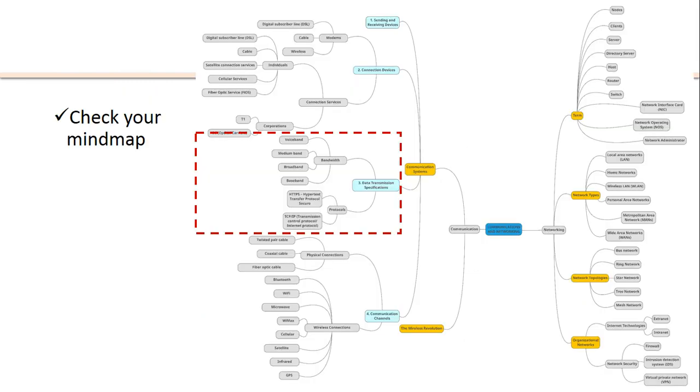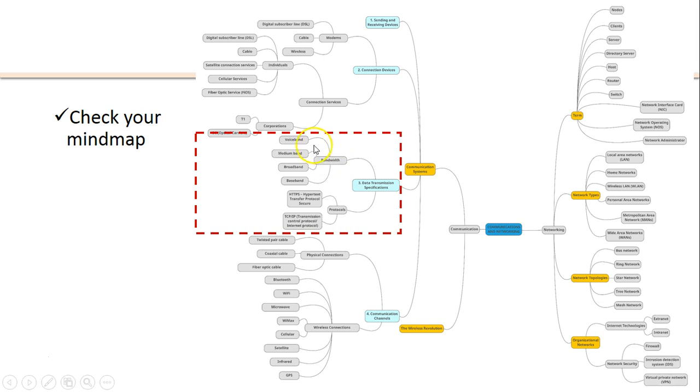So please check your printed mind maps. This is a simple one. In the element of communication system, we have data transmission specification. What are the factors that affect data transmission? There are two factors. Please remember, there are two factors that affect the data transmission. The first is the bandwidth and the second is the protocol.